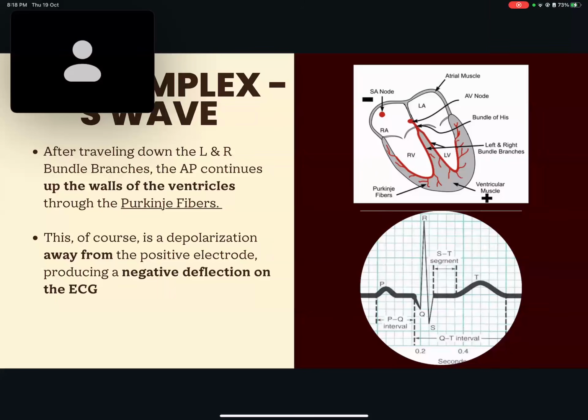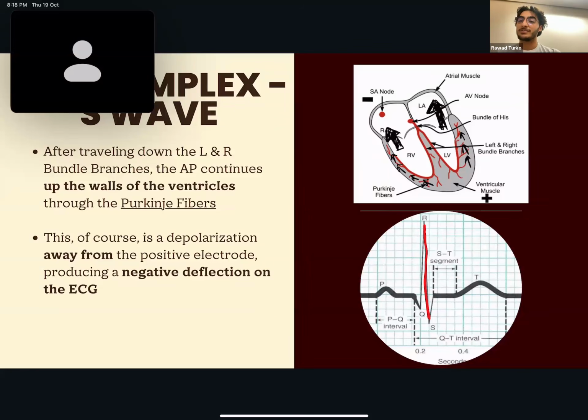Toward the negative? Towards the negative. Will that give you a depolarization towards the negative? It will give you a negative direction, or a negative deflection. This, of course, is a depolarization away from the positive electrode, producing a negative deflection on the ECG. Okay?